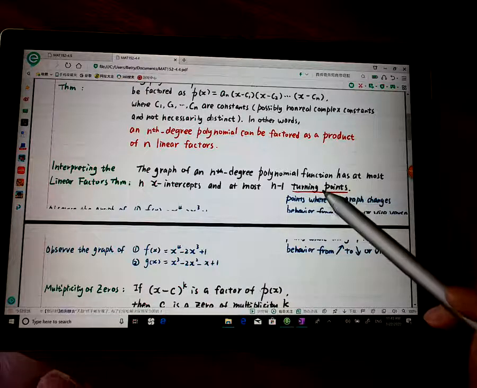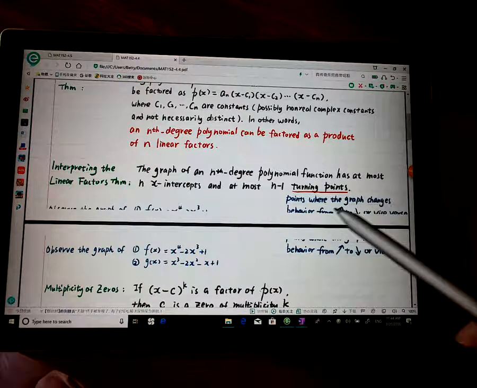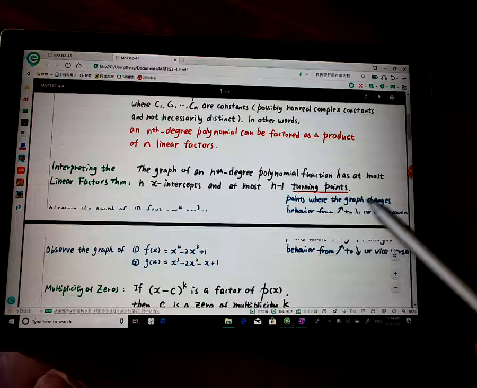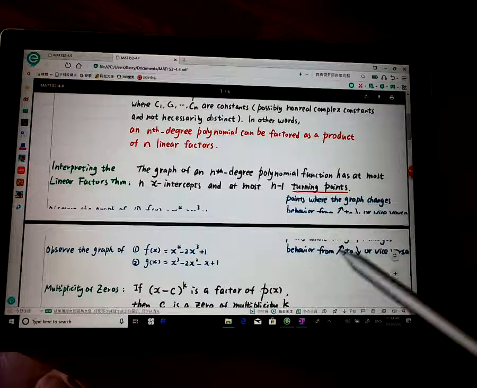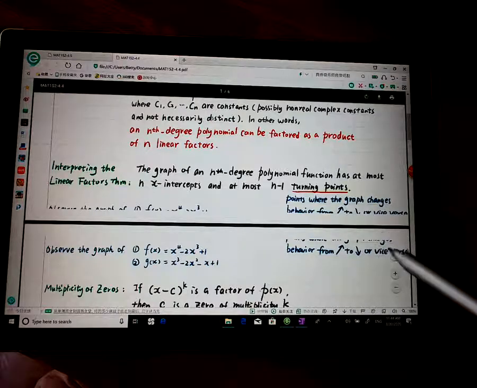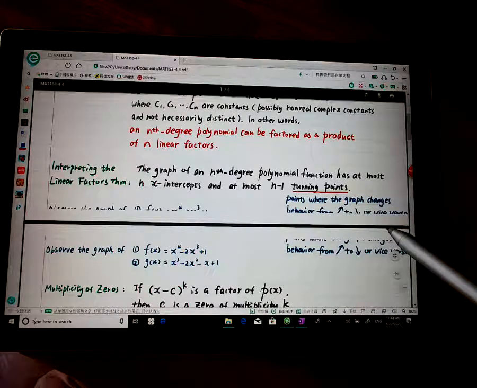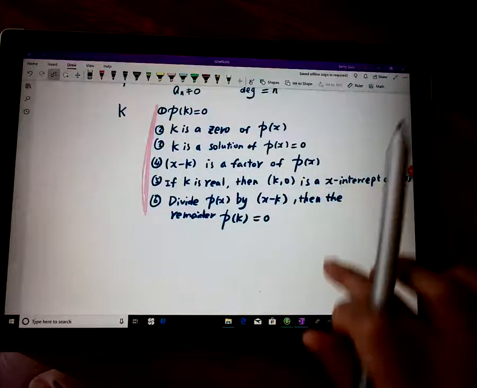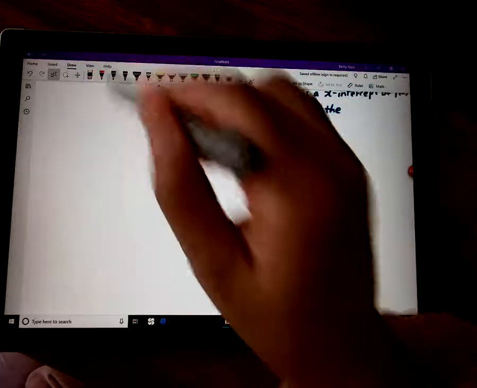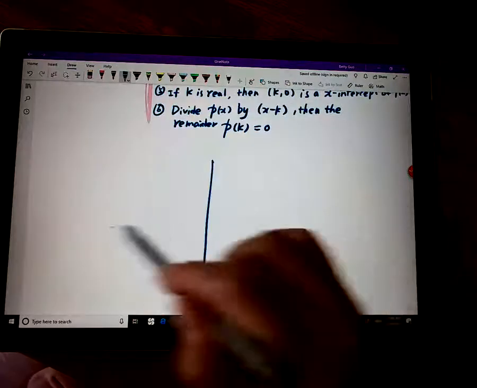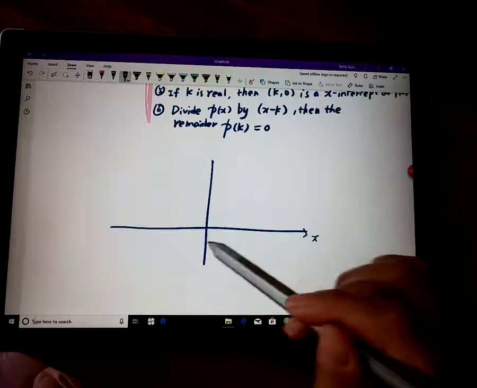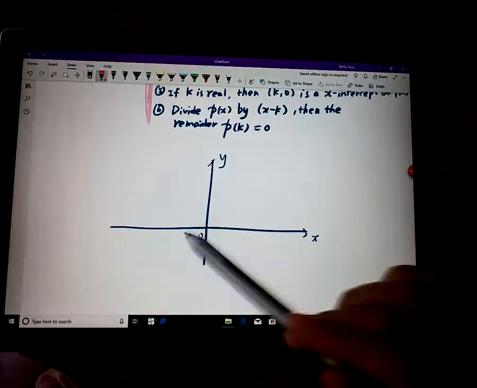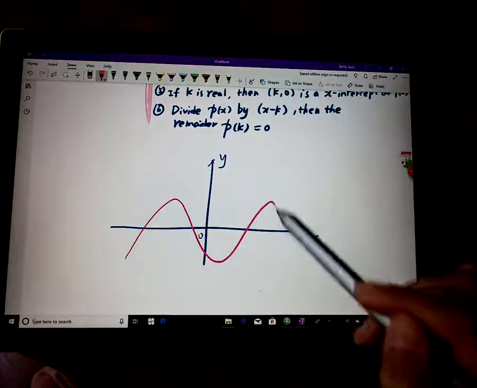How do we define a turning point? I have the definition right here. A turning point is a point where the graph changes behavior from increasing to decreasing, or vice versa. I actually can show you the graph. Let's say this is a rectangular coordinate system. Let's use color red. Yeah, how about that? 1, 2, 3, 4. Okay.